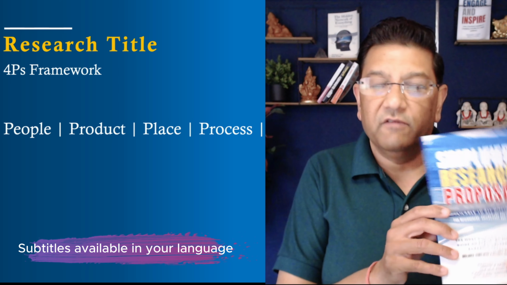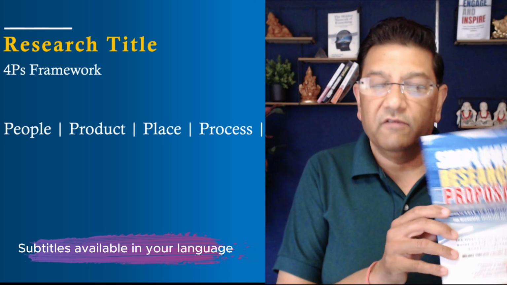So let's start. As I mentioned, the 4P framework, which I came up with a long time ago and which is now in this Simplified Research Proposal book, gives us 4Ps. The first P is people, the second P is product, the third P is place, and the fourth P is process. It tells us that we need to wisely pick and choose all four of them, or at least three of them, when we are drafting a research title. So let's have a look at how that works.